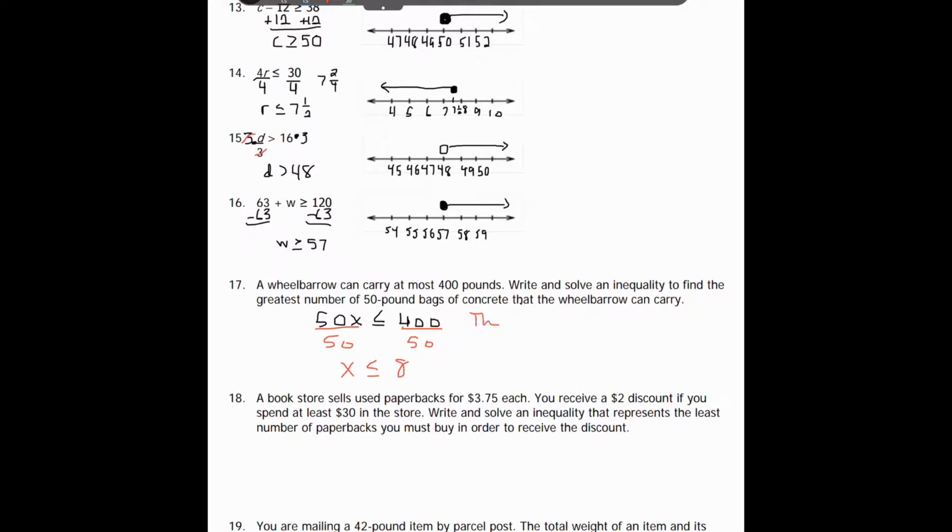So the wheelbarrow can hold at most 8 bags of concrete.